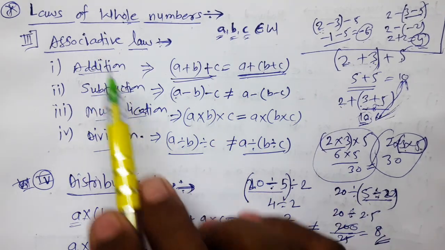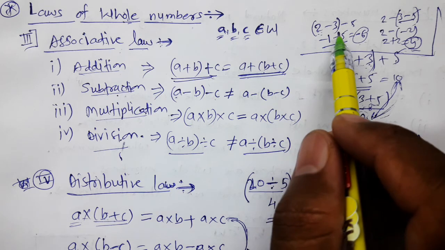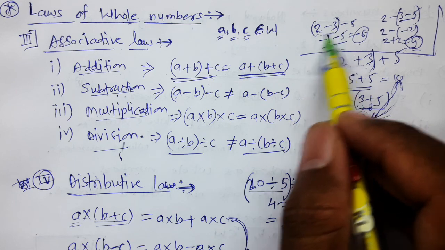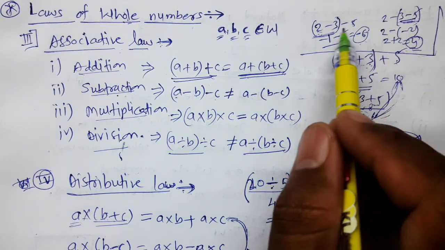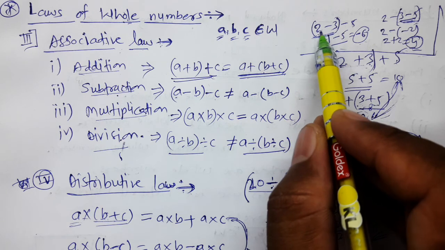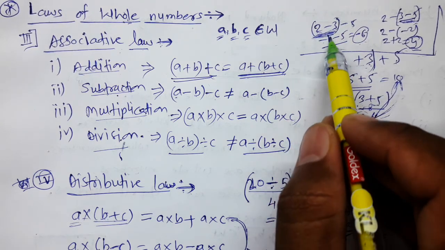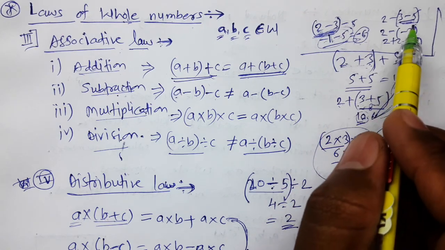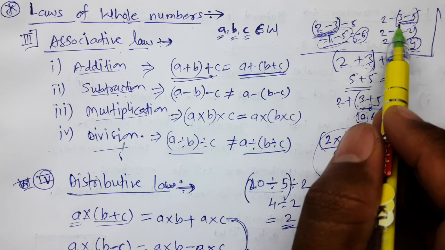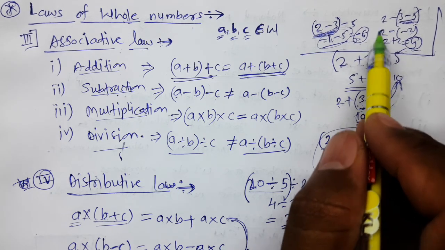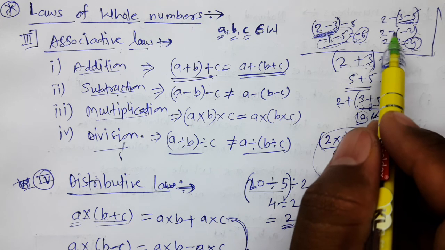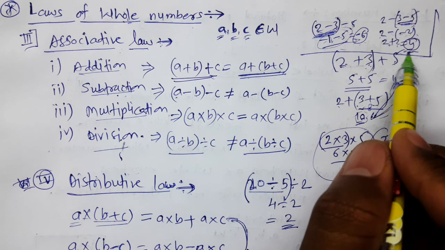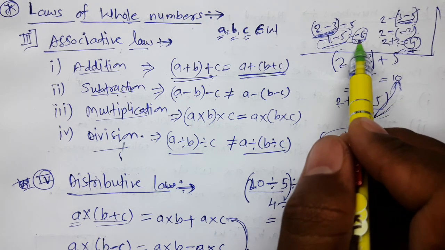Here for the associative law we have to take three numbers. One example is 2 minus 3 minus 5. First we put the bracket for 2 and 3, and then for 3 and 5. 2 minus 3 is minus 1, again minus 5, minus 1 minus 5 is minus 6. And here, first we solve the bracket: 3 minus 5 is minus 2, and 2 minus in bracket minus 2, so minus into minus is plus, 2 plus 2 is 4. It becomes 4. 4 is not equal to minus 6.